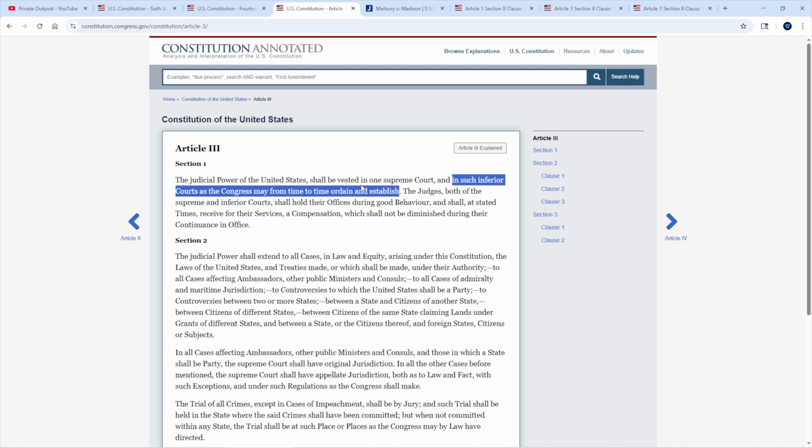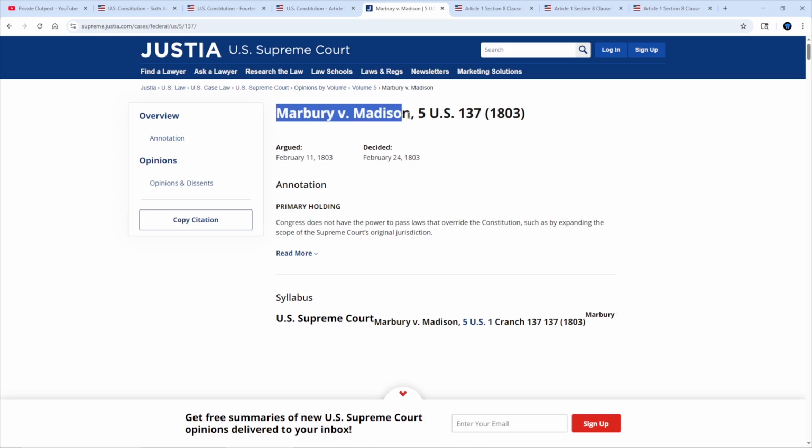Now, it's proven, okay? So we have a court case that actually talks about this, and it's called Marbury versus Madison, 5 U.S. 137, 1803. So the year 1803 is when this went down. Marbury versus Madison. And this is a very important court case. It's foundational to the understanding of separation of powers.